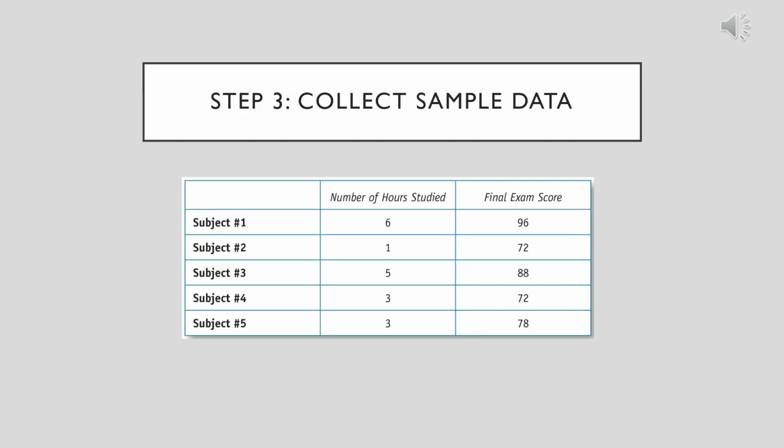All right, step 3, we collect our sample data. And it looks like we're going to have 5 total participants, 5 subjects. And we can see the different number of hours that each of those students studied, as well as their final exam score. Our job next is to calculate a Pearson's product moment correlation coefficient, which just means we're going to calculate a correlation coefficient.